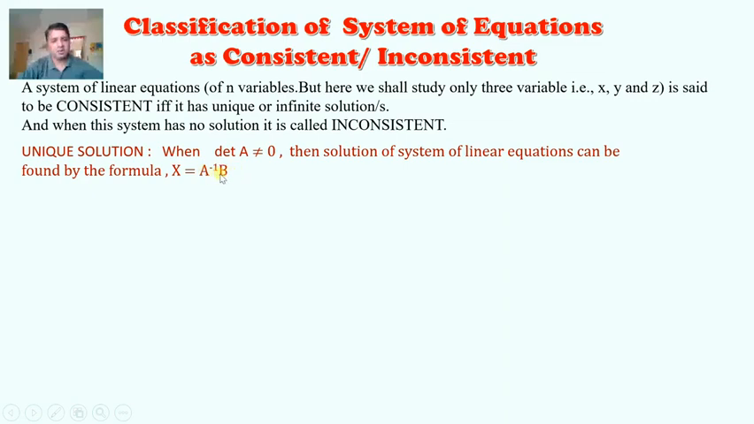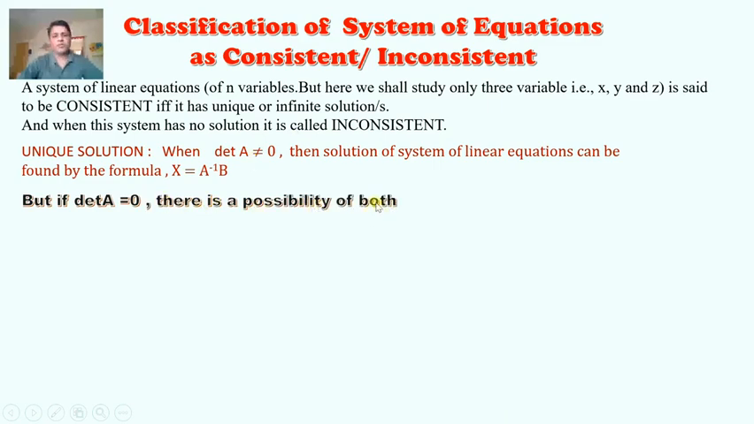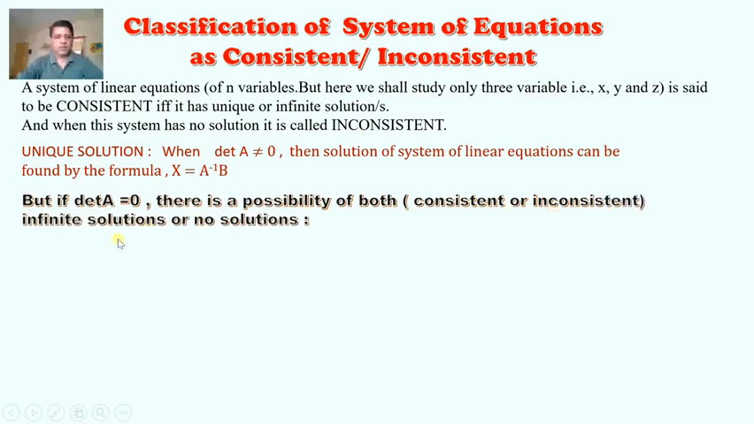If the determinant of A is equal to 0, it is possible to have a consistent as well as an inconsistent system, meaning infinite solutions or inconsistent meaning no solutions. That we will study in detail later.